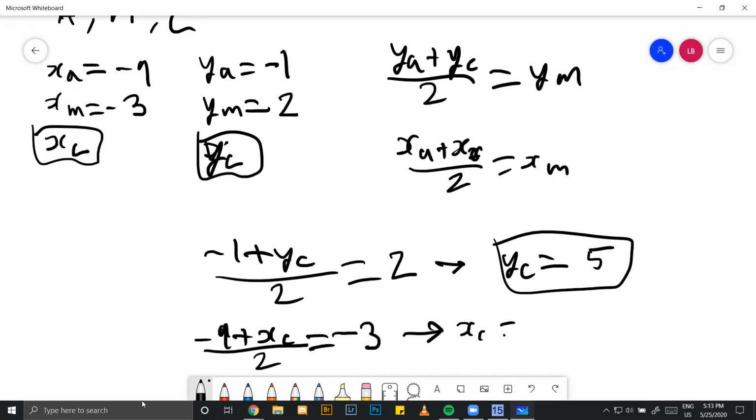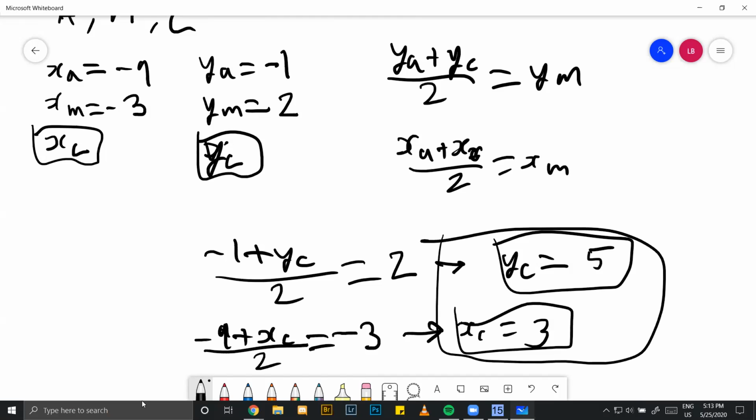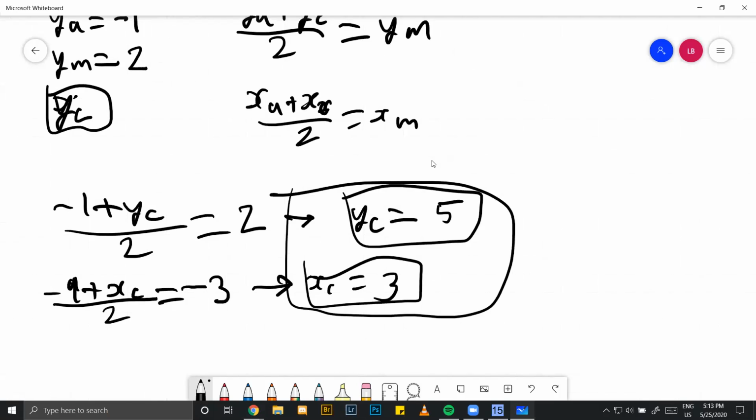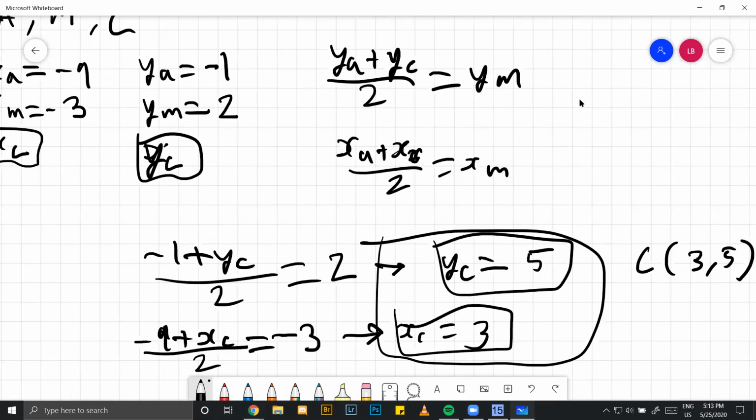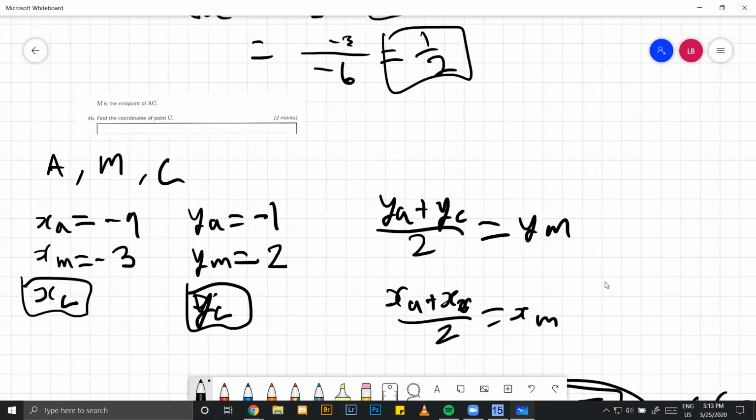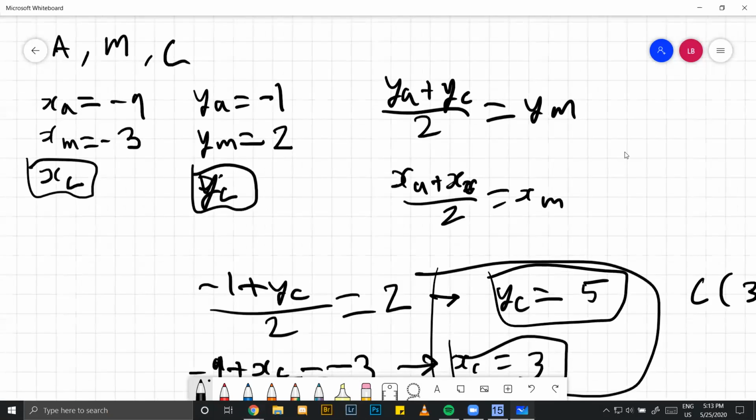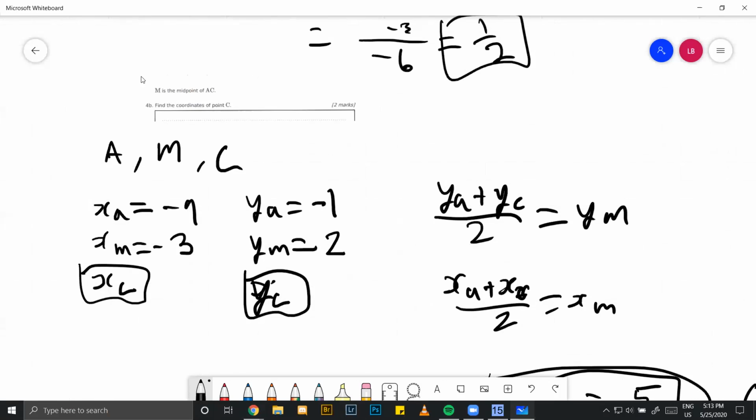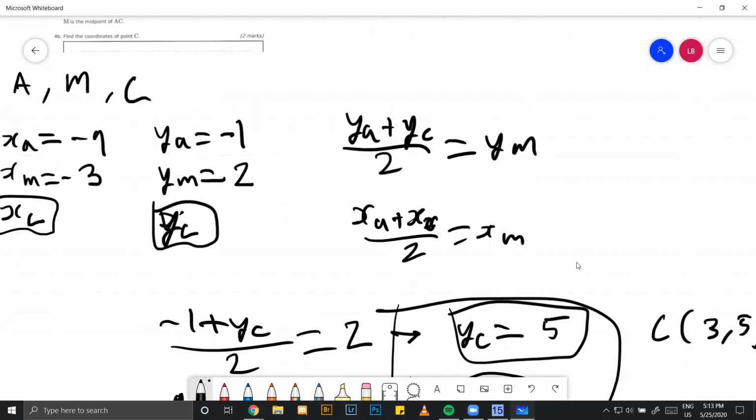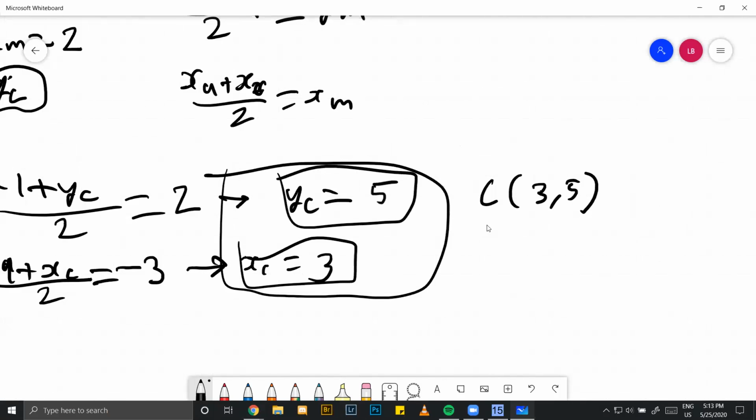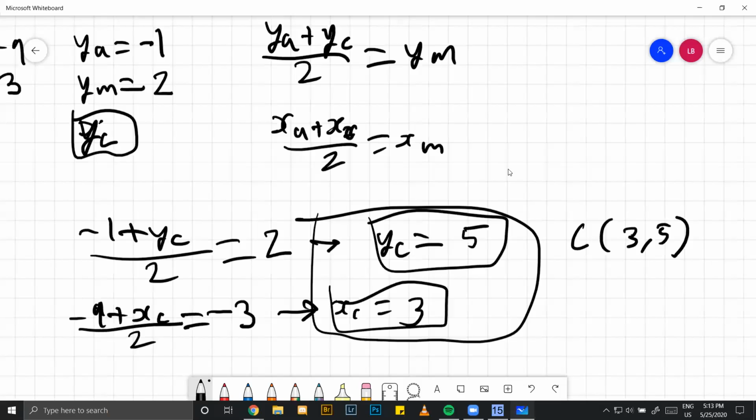So xc is equal to 3, and those are your coordinates for C. Then just write it out again: C is 3, 5. Does that make sense to everyone? What I did there was write out all the information I had, then write out the equations that the midpoint formula gave as equations, then solve for the unknown, and I got that C is 3, 5.